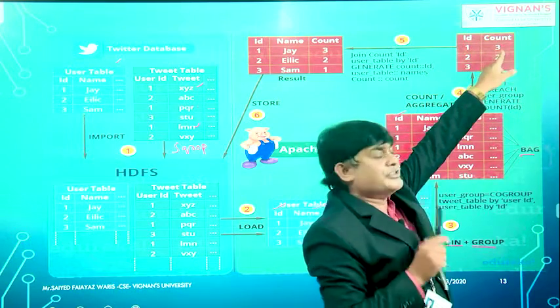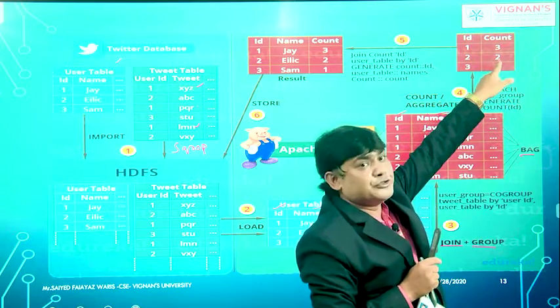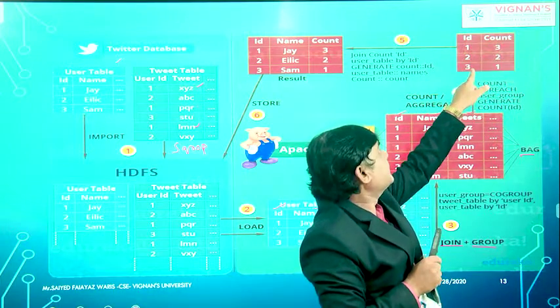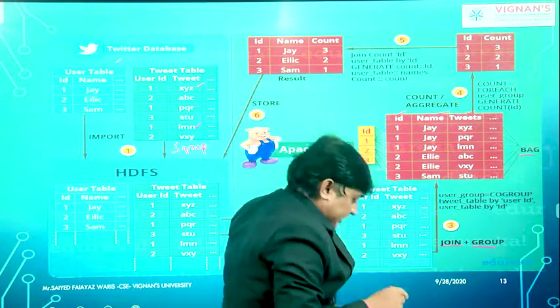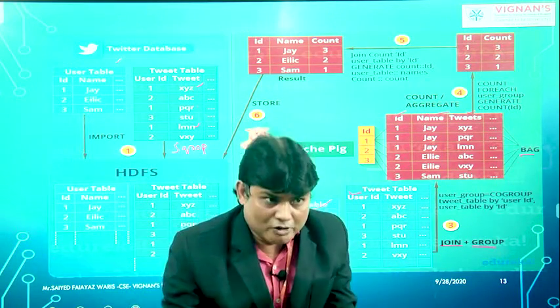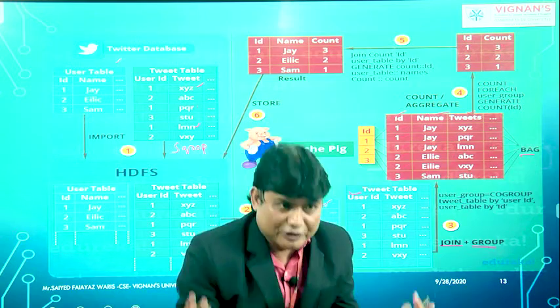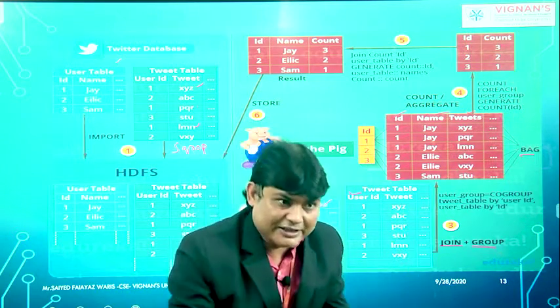3 count, it means 3 tweets he has made. For ID2, how many tweets has he made? 2 tweets. And for ID3, how many? Only 1 tweet. Okay. Now here we are going to get some clear information about the tutors, the users of the tutors. Okay, how many tweets are they making daily.